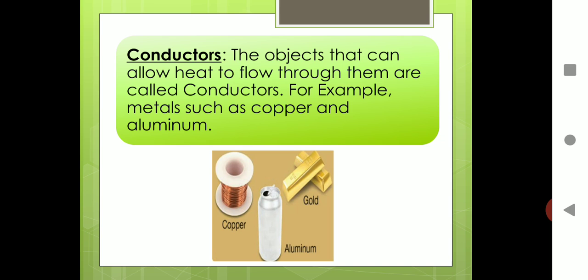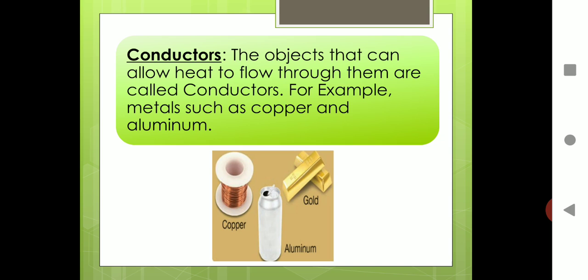Now all solids will not transfer heat by conduction to the same extent. There are some solids which will transfer heat to a larger extent, and there are certain other solids which will not at all transfer heat from one end of the solid object to its other end. Hence we have two types of solid objects, ones which are known as conductors and others which are known as insulators. So what are conductors?